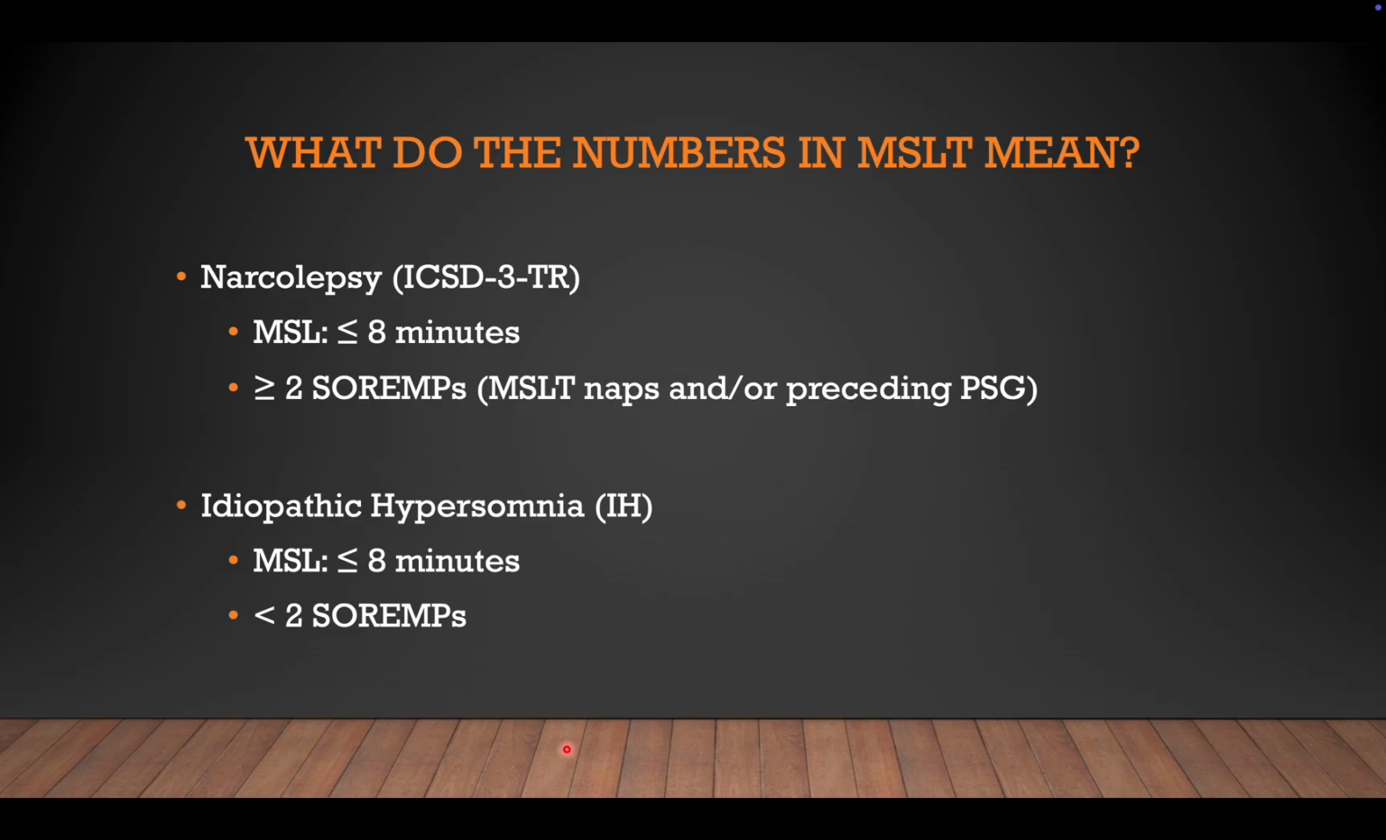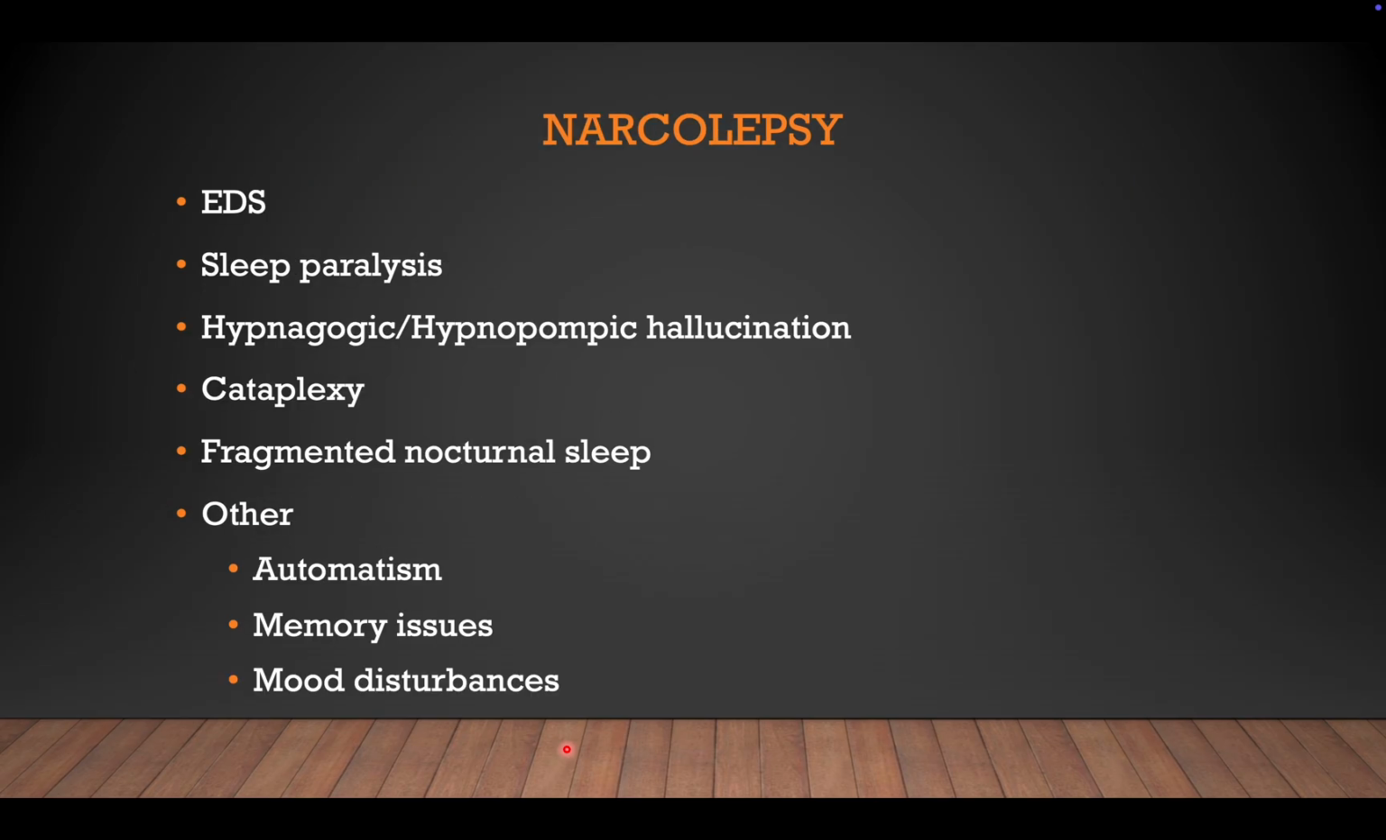So either two SOREMs during two of the 5 naps, or one SOREM in the nocturnal PSG and one in one of the naps, qualifies for narcolepsy. If the mean sleep latency is less than 8 minutes, but there are no SOREMs or fewer than 2, it is idiopathic hypersomnia. So now the question is, what is narcolepsy?